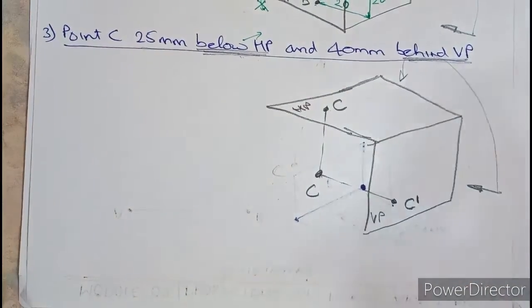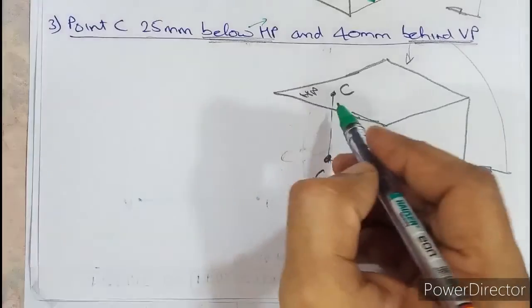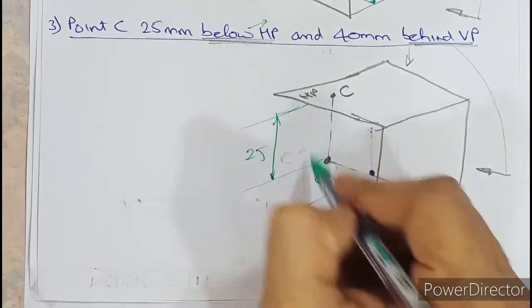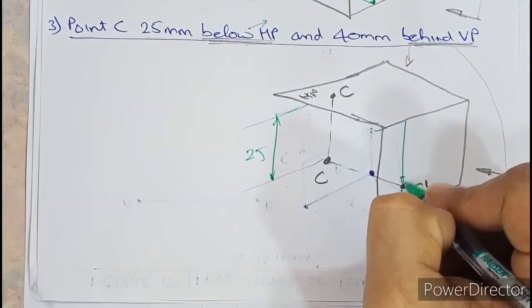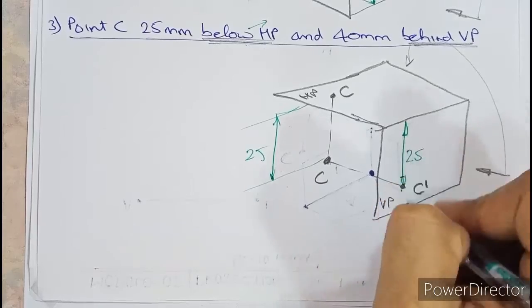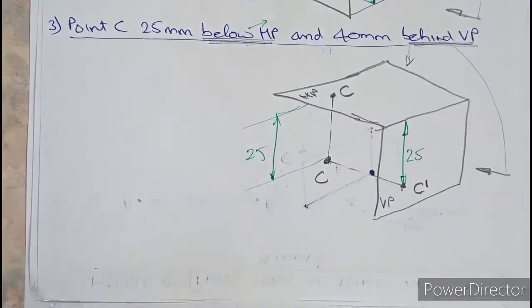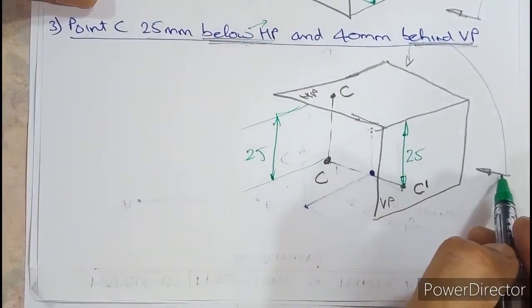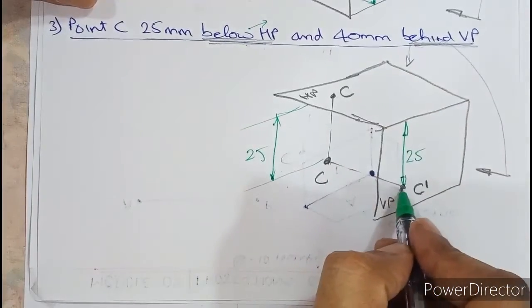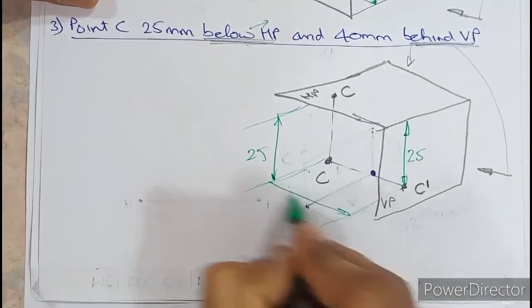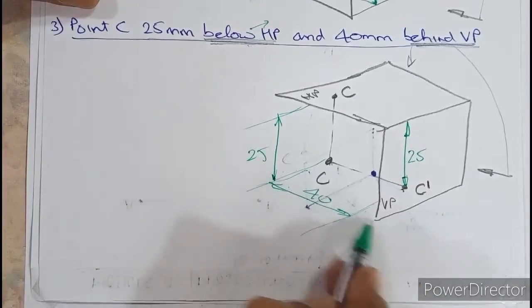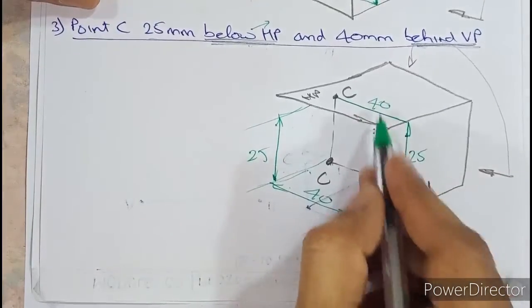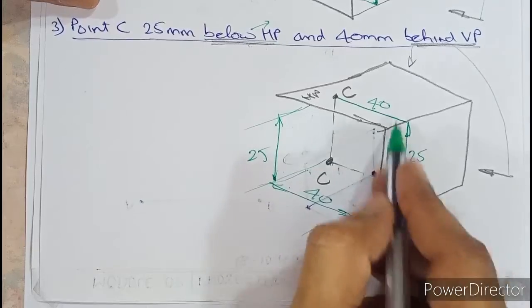Now they are saying point C is 25 below HP. So from HP, if you look at this C, it is 25 below. That is what they are saying. So if this is 25, automatically this will also be 25. Now it is 40 behind. Behind can be understood only from the top view. From VP, this dimension is 40 behind. So when you look in the top view, even this has to be 40, because both are parallel.